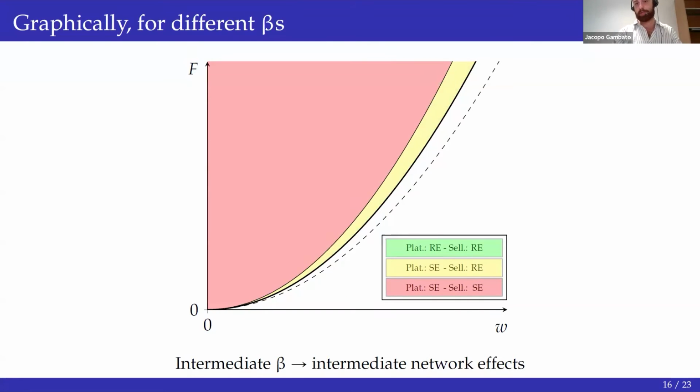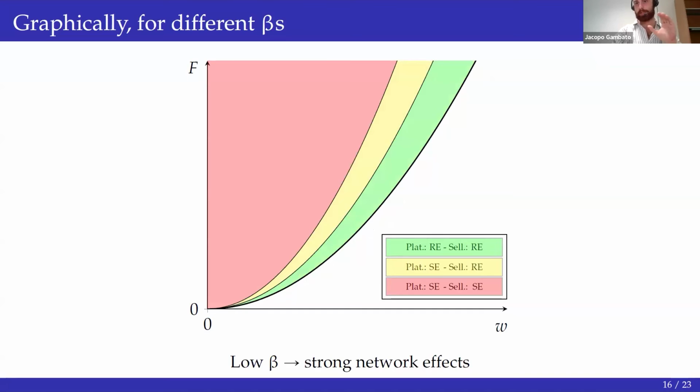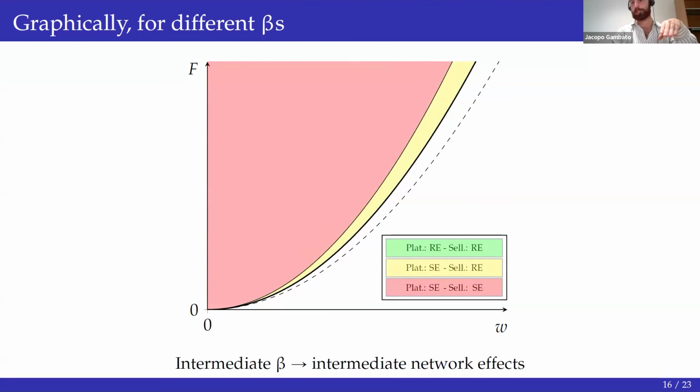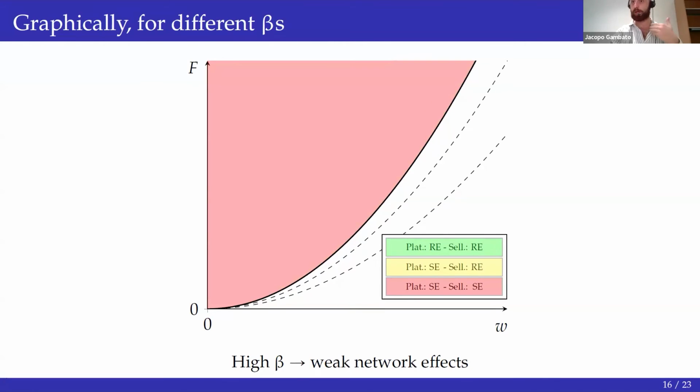And we can see that as beta increases, these areas shrink. For low beta, all three are possible, but as beta increases and network effects get weaker, the area in which everybody aligns around having rich evidence disappears. And for even higher beta, in which network effects are very weak, both platform and sellers only ever select the simple evidence. At the extreme, when we think about the highest beta and no network effects at all, we go back to the idea that the platform always aligns with the sellers and always selects to restrict disclosure beyond what consumers would want.